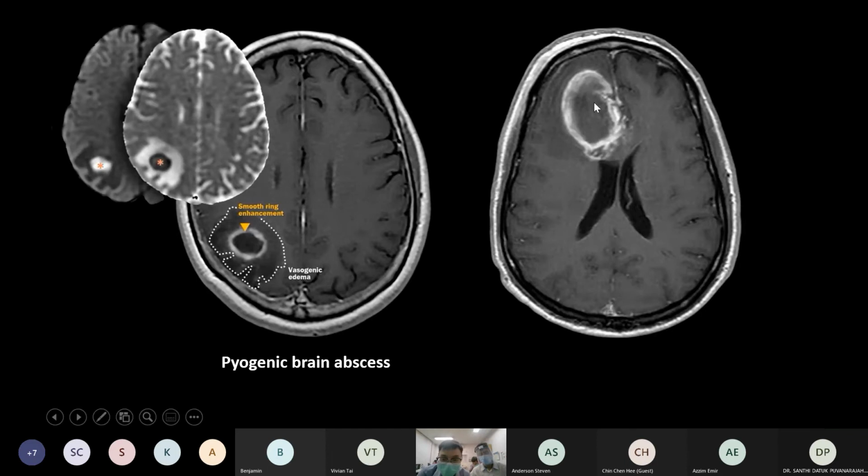It can be iso to hyper or hypo intense, things like that, and usually it involves some midline structure that appears in the middle. For example, this structure actually involves the corpus callosum, and then it's also irregular. So this is GBM.